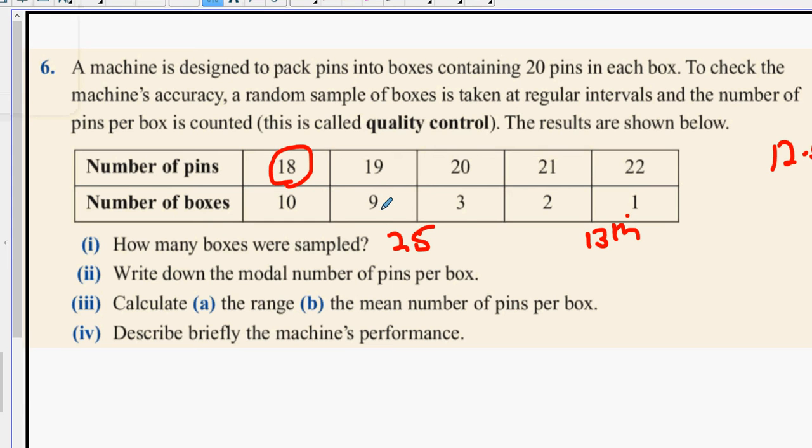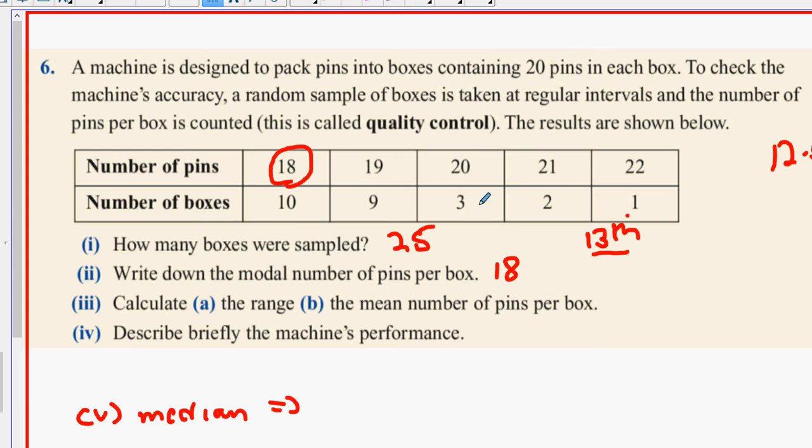Mode was 18. Just for argument's sake, I'm going to do the median. Okay, I'll do the median as question 5. Where is the median located? What number is the median? Median is number, we did it earlier.